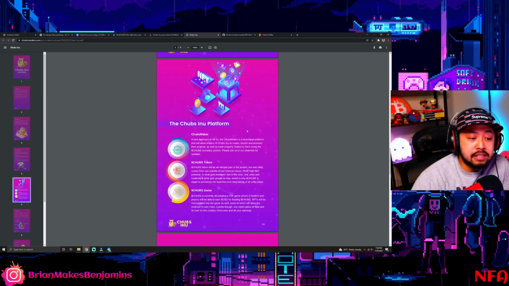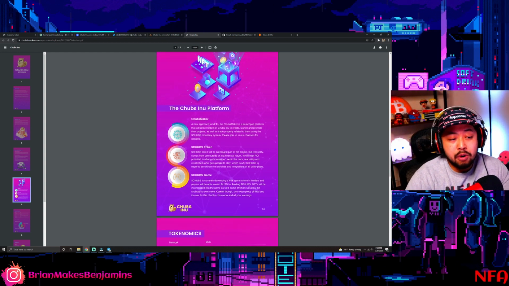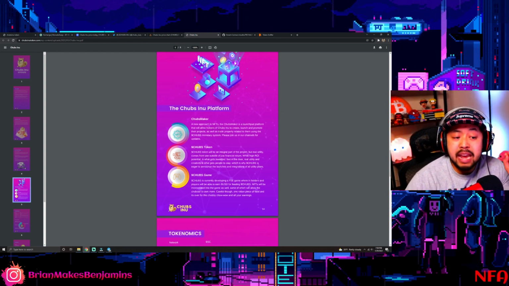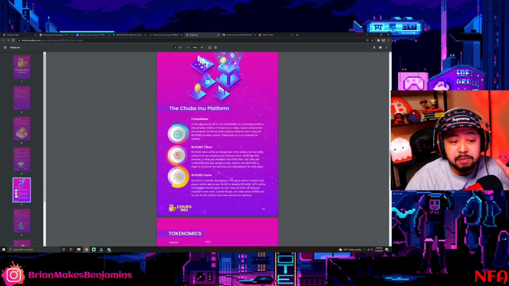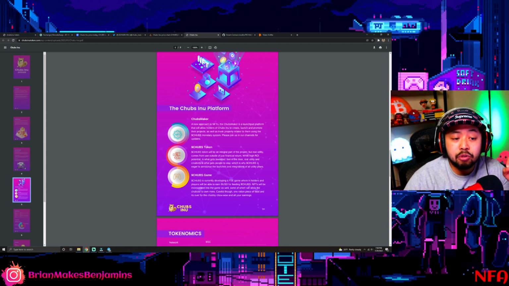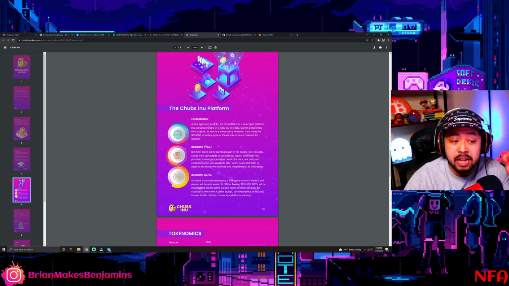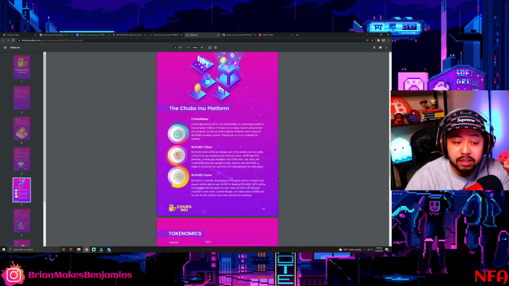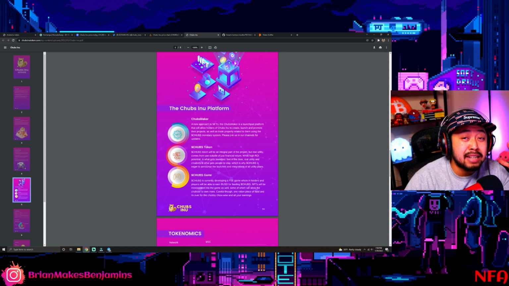And then this is the Chubb's Inu platform that they want to go over, the Chubb's Maker, which will be a new approach to NFTs. The Chubb's Maker is a launchpad platform that will allow holders of Chubb's to create, launch, and promote their projects, as well as trade property related to them by using the Chubb's monetary system.